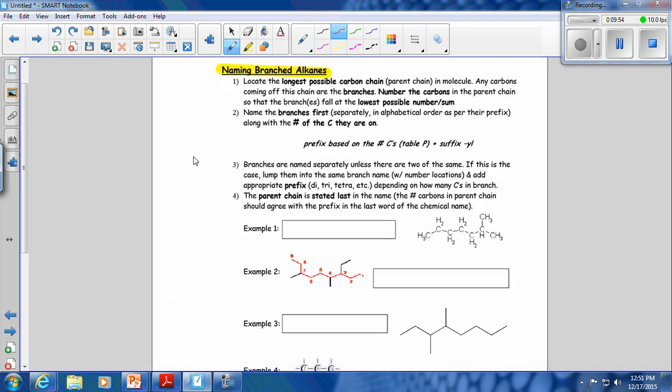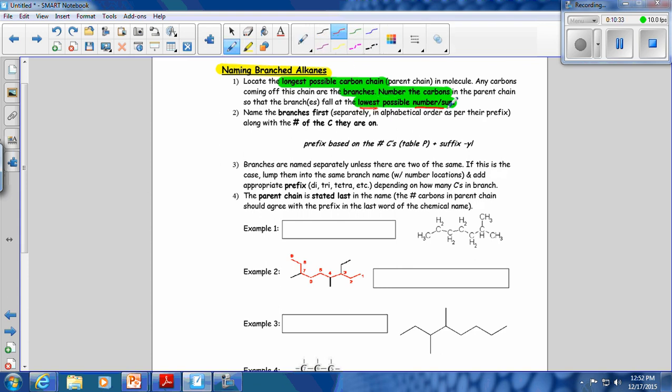This can be slightly tricky if you're not paying close attention, so please be very careful in making sure that you're paying attention as we run through the different rules. Okay, naming branched alkanes. Now, the first thing you want to do is still locate the longest possible carbon chain. That's your parent chain. Any carbons coming off this chain are your branches. You're going to number the carbons in the parent chain so that the branches fall at the lowest possible number or sum. So that's your first rule.